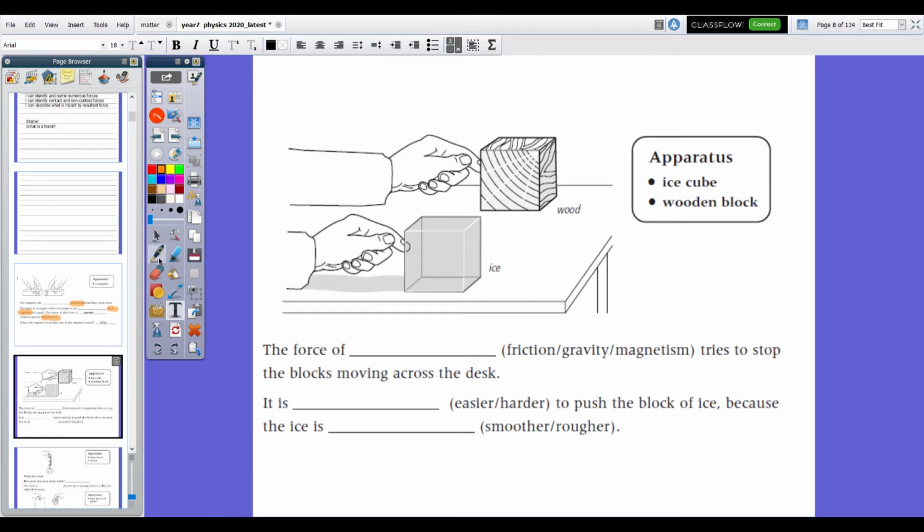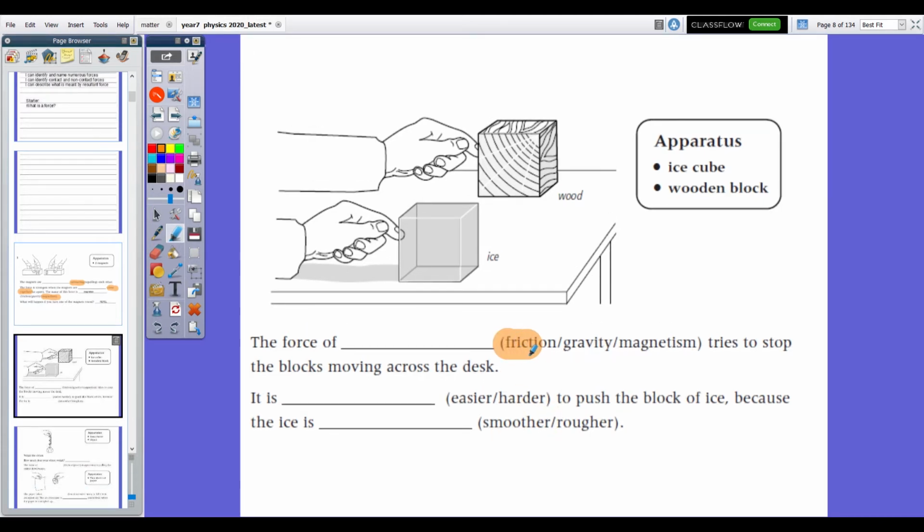Okay, so what is the force that stops the blocks moving across the desk? Well, this force that prevents movement happening is called friction. And friction works against motion. Now, which of those blocks has the least friction? The block of ice is going to be easier.